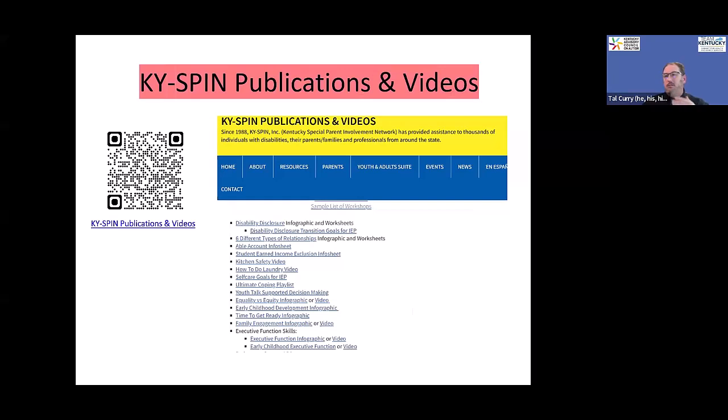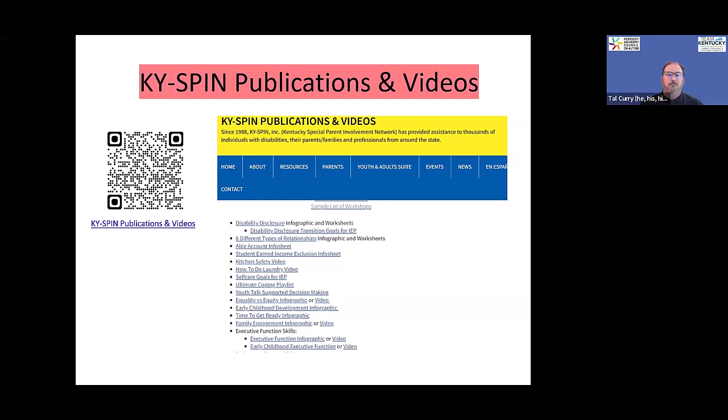The other resource on here is Kentucky SPIN publications and videos. I love what Kentucky SPIN has done over the last couple of years. If you clicked on that link, you would get to this list of resources. It's probably even changed from the last time, but it has everything from executive functioning to self-care goals to IEP. It has 504 information. It has both videos as well as one-page infographics that can be excellent for kids and families of all ages.